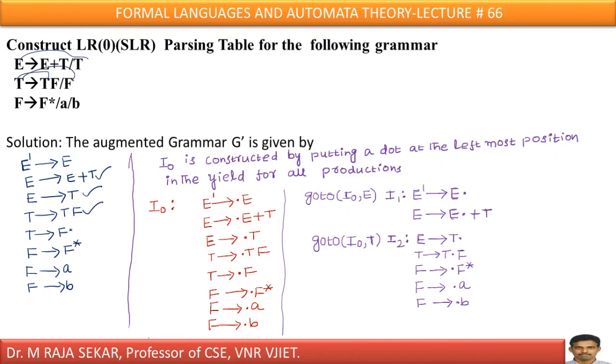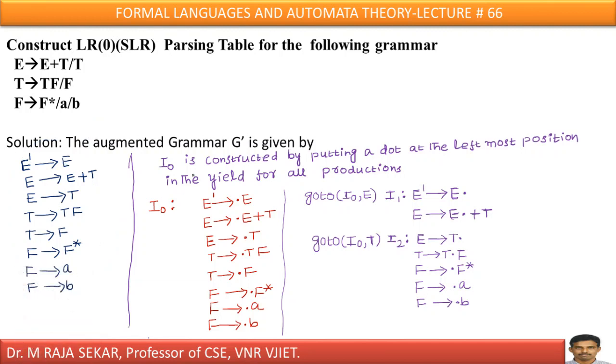T goes to F. F goes to F star. F goes to A. F goes to B. I am just copying the productions, nothing more than that. But I introduced one more new production, E dash goes to E, and I am calling this entire grammar G dash. This is known as the augmented grammar.